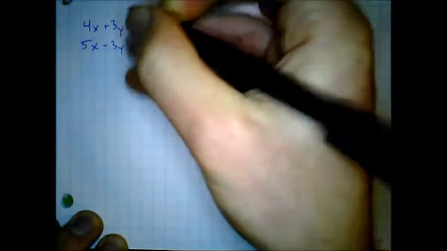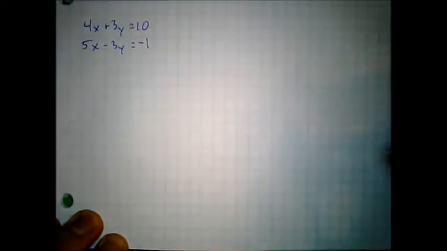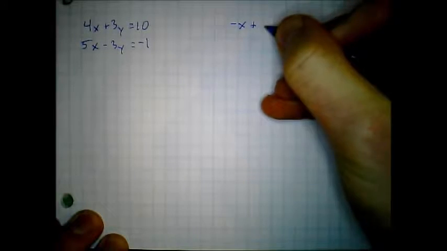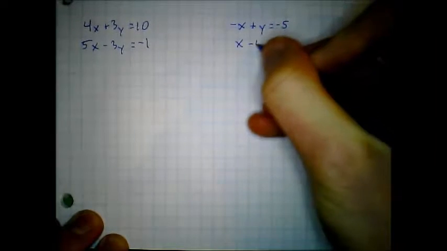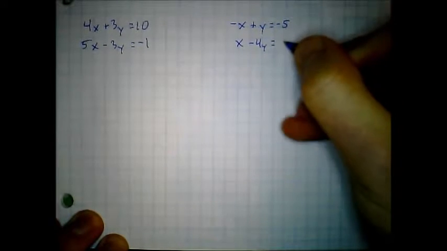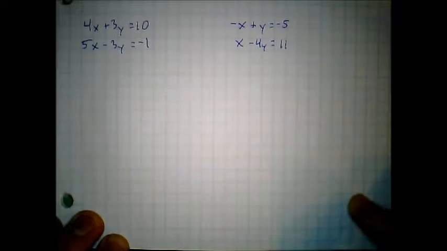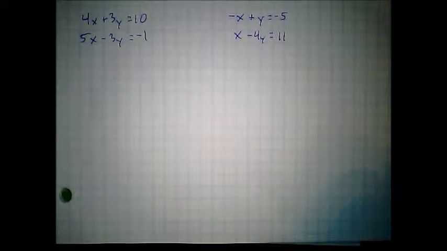So why don't you try these two examples on your own. We have 4x plus 3y equals 10 and 5x minus 3y equals negative 1. And the other example, negative x plus y equals negative 5, and x minus 4y equals 11. So press pause, try these two examples, and press play when you're ready to check your work.